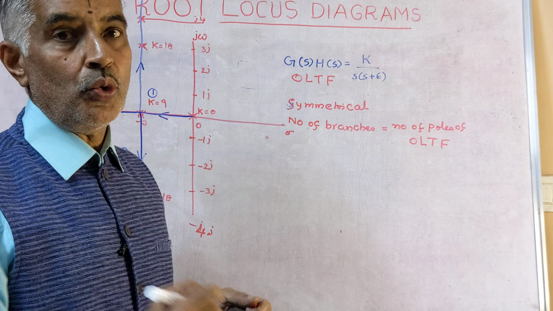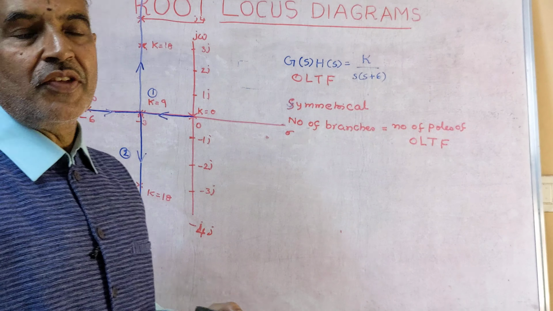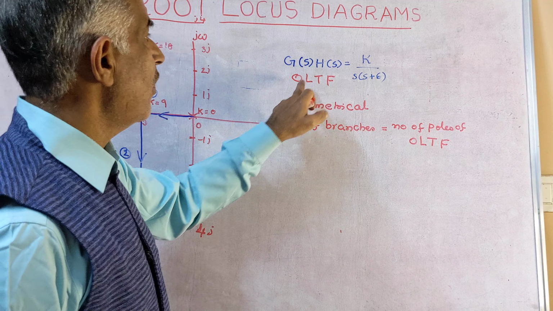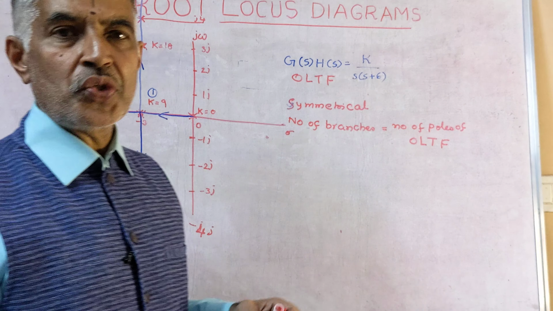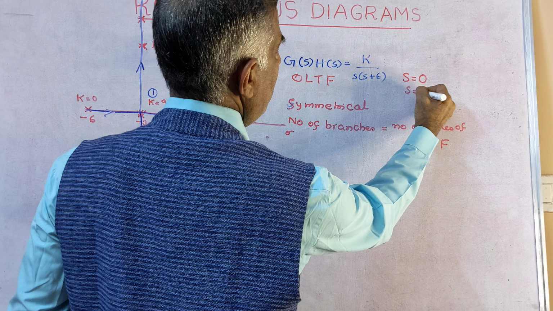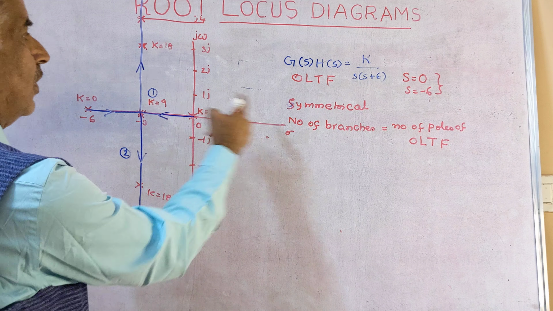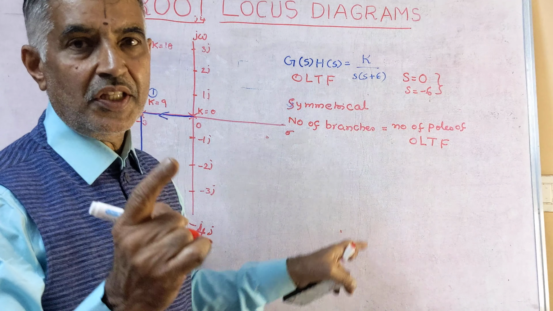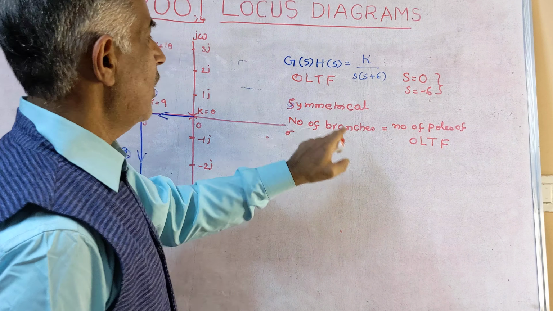So you can conclude how many branches will be there in the root locus. The number of branches is always equal to the number of poles of the open loop transfer function. What do you mean by poles? Poles means the roots of the denominator. There are two roots, s equal to 0 and s equal to minus 6. As there are two poles, the number of branches here is two. This is the second observation. First one is symmetry, second one is the number of branches.